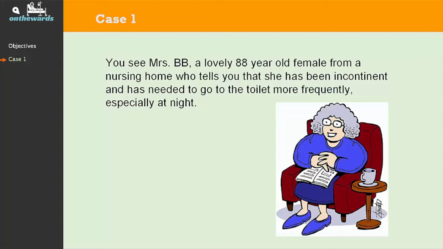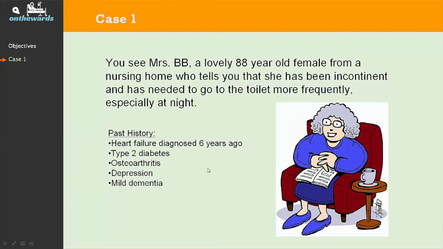So you see a Mrs. BB. She's a lovely 88-year-old female from a nursing home and tells you that she's been incontinent and has needed to go to the toilet more frequently, especially at night. Her past history includes heart failure diagnosed 6 years ago, type 2 diabetes, osteoarthritis, depression, and mild dementia.